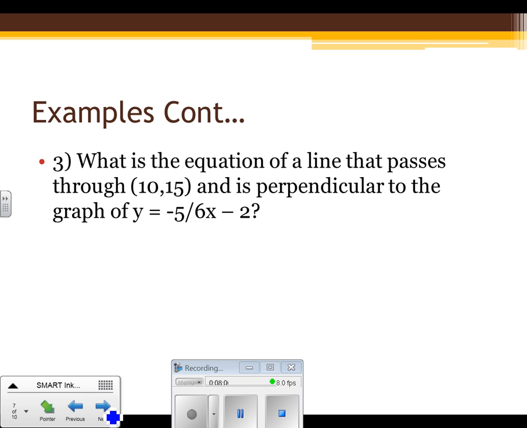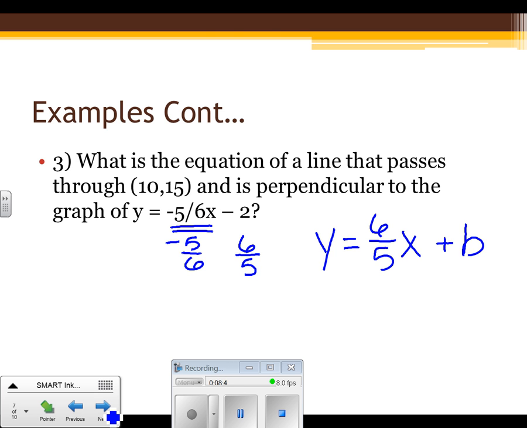What is the equation of a line that passes through (10, 15) and is perpendicular to y equals negative 5/6 x minus 2? We have negative 5/6 for our slope, which means the opposite reciprocal is a positive 6/5. That would be the slope of a line perpendicular to the one they gave us. So y equals 6/5, there's our slope, x plus b.